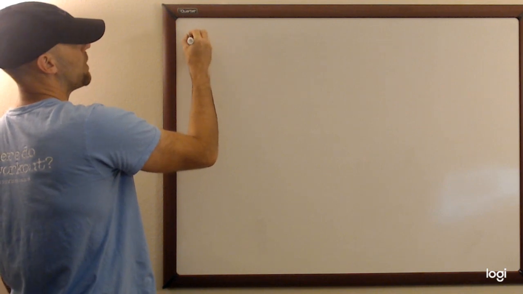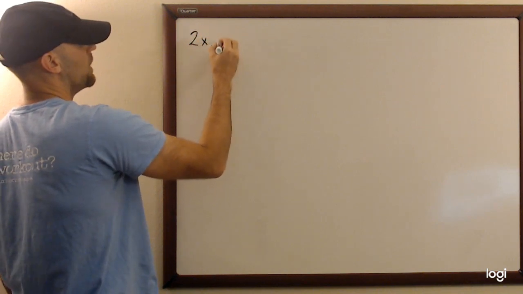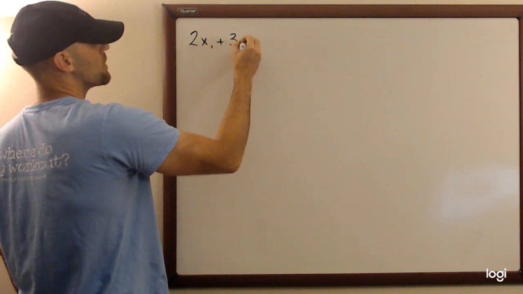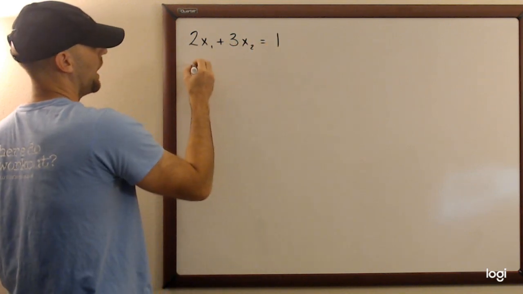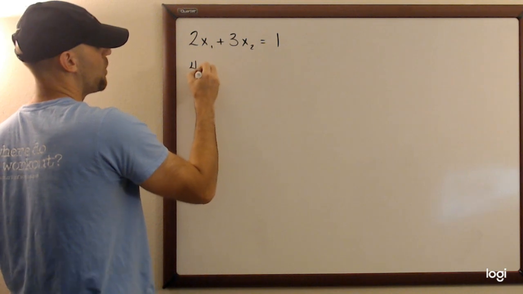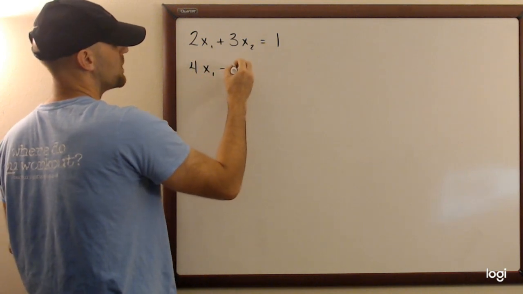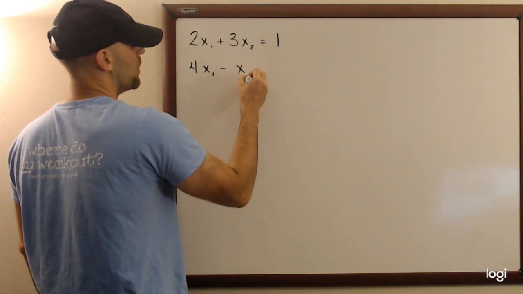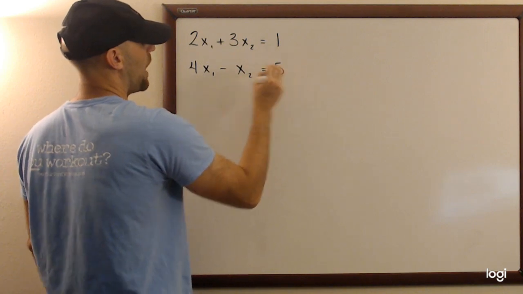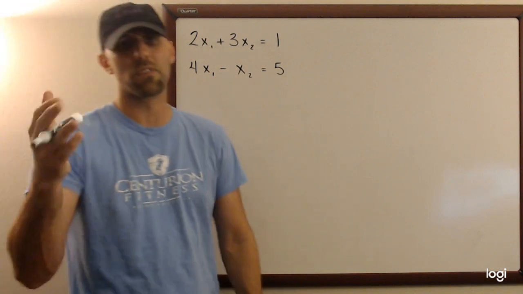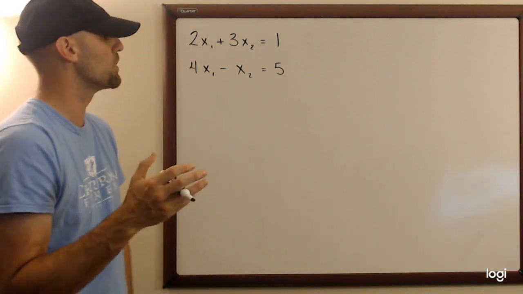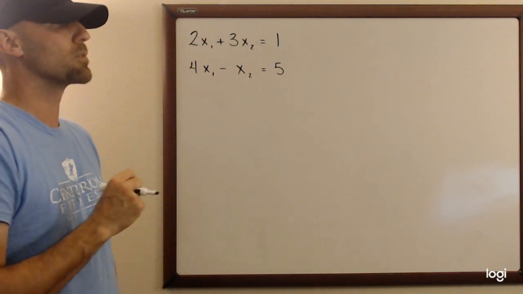So let's get just a really simple system up here. I'll just make this one up off the top of my head. Let's say 2x1 plus 3x2 is equal to 1, and 4x1 minus x2 equals 5. Okay. And again, we could solve this using 7th grade mathematics. You can use substitution, whatever you want, but specifically we're going to use Cramer's rule.